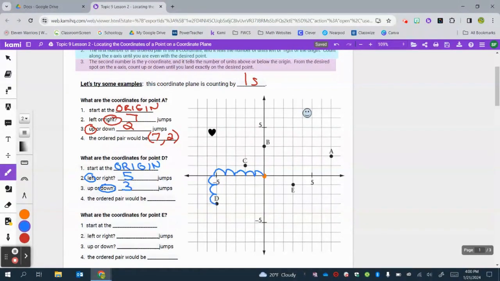So when we talk about where point D is located, left 5 would be represented with a -5, and down 3 would be a -3. So point D is located at -5, -3.